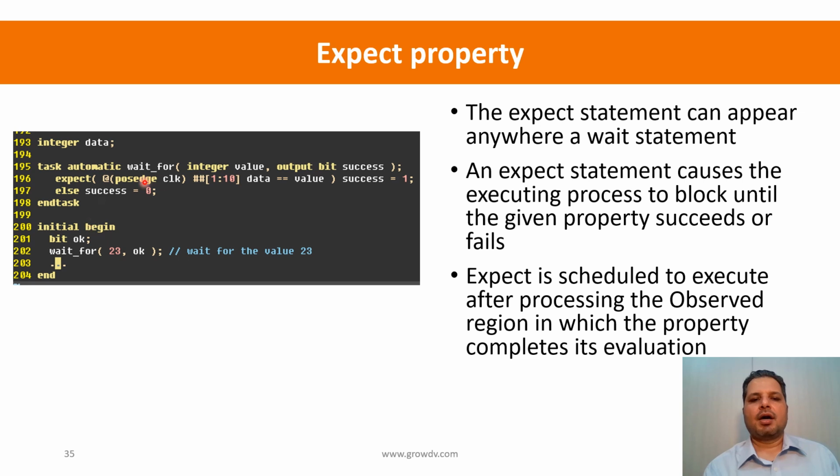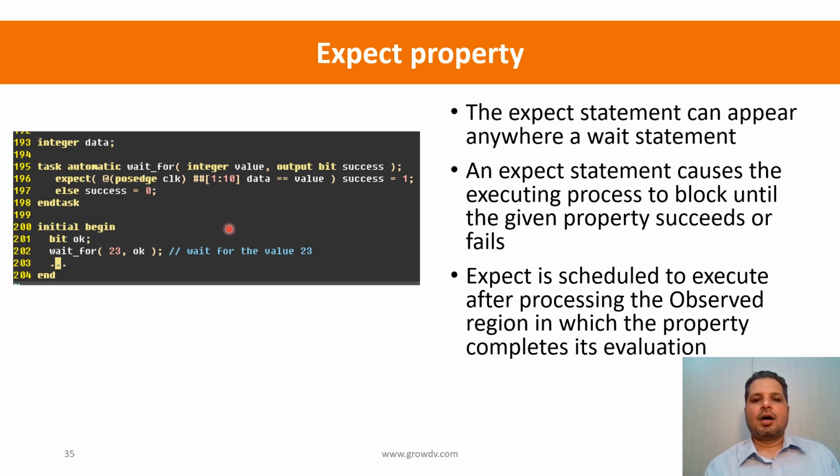For example, we are showing an example over here. We have a task automatic wait_for, and we are passing a few arguments, and then we are saying expect, and then we are writing the property sequence itself directly: expect at posedge of clock, then we delay it by some 1 to 10 clock cycles, data is equal to value, then we pass success equal to 1 or success equal to 0, and then we are saying wait for this particular value. Whenever the property succeeds or fails, it's going to come out, and then we can check the value of this variable to figure out if it has succeeded or failed. And then the expect gets scheduled to execute right after processing the observed region, where the property completes its evaluation. So after this, the expect gets scheduled to execute.